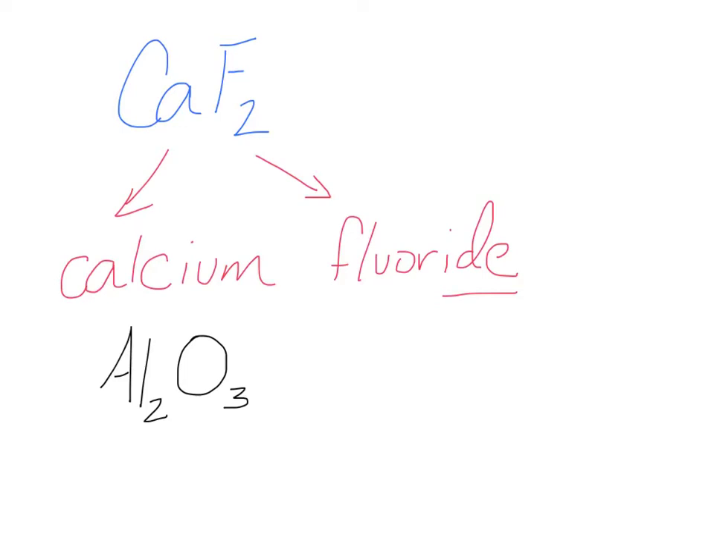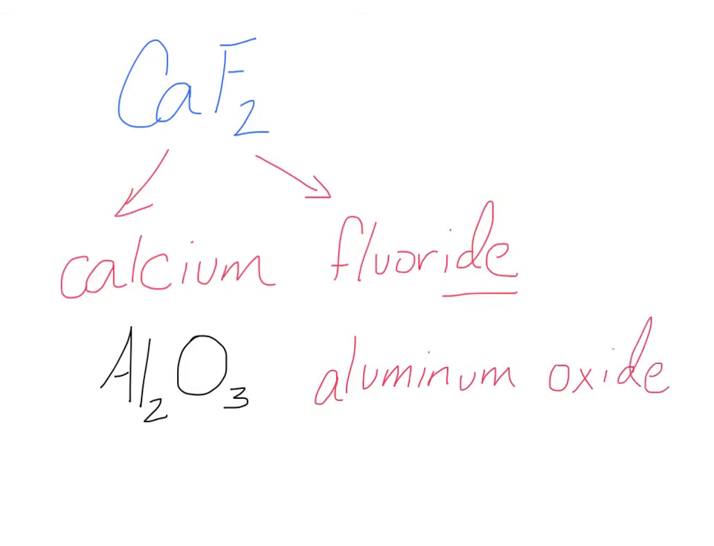Alright, so let's take a look at Al2O3. So this name would be aluminum. And then instead of oxygen, we drop the -gen and make this oxide.